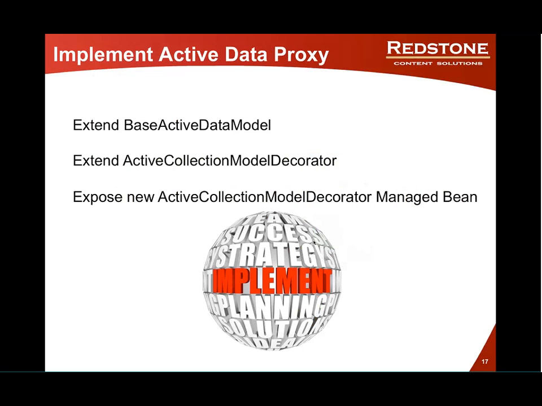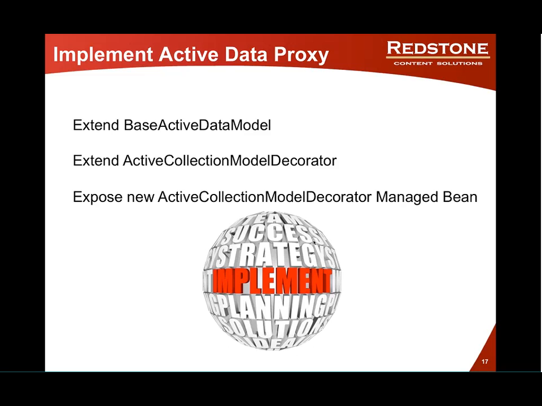So the next step that we'll have to go through is implementing the Active Data Proxy. To do that, we have to extend the base active data model. I'll show you what ours looks like. That's a pretty basic class. All that really does is wrap our actual data and register and unregister our listeners and keep track of them. Then there's the Active Collection Model Decorator.